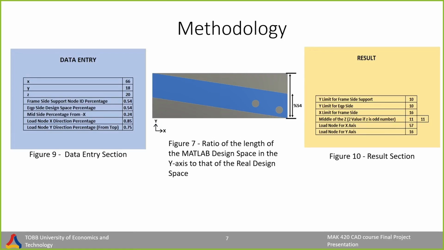In figure 9, you can see the data entry section. And in figure 10, you can see the results of the calculation section. These figures were generated from an Excel file, and editing the Excel file will allow us to make changes to the MATLAB design space. As shown in figure 7, the equipment site design space percentage is 54%, and this is also reflected in the figure. It is possible to change this percentage, for example, by modifying the corresponding value in our Excel file.